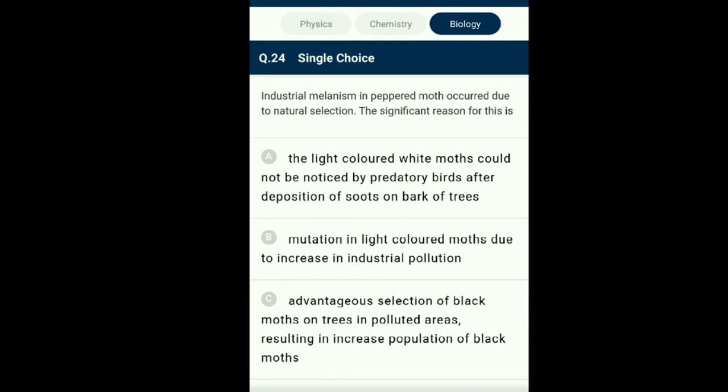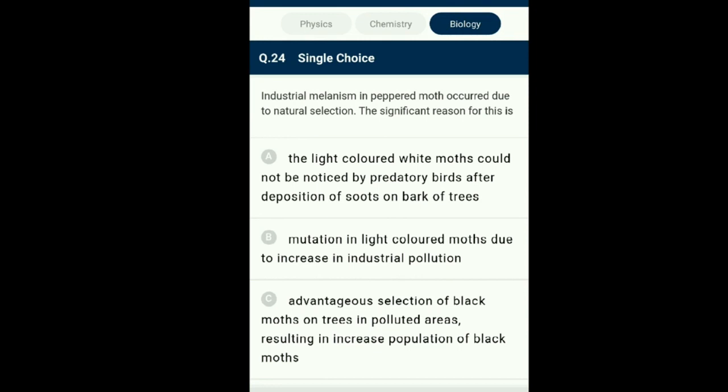Melanism in peppered moth occurred due to natural selection. The significant reason for this is that resources are limited in nature. Organisms having traits that favor survival and reproduction will tend to leave more offspring than their peers. This results in those traits increasing in frequency or expression over generations. Such a phenomenon is called natural selection.